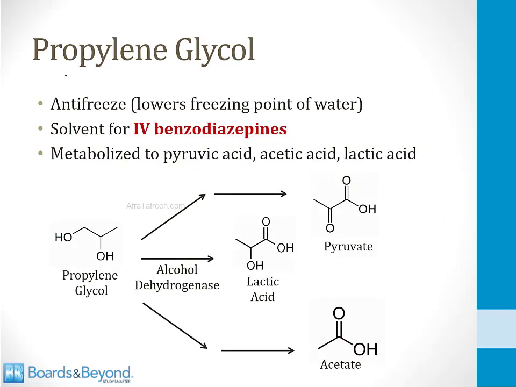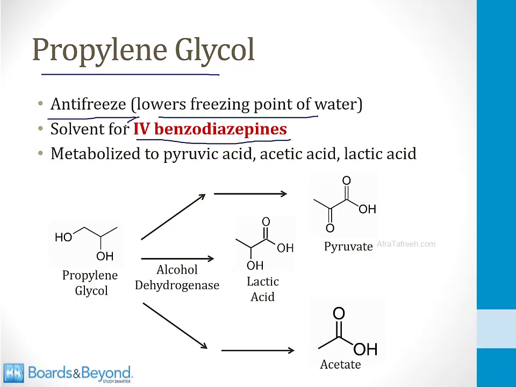Our next cause of anion gap metabolic acidosis is propylene glycol. This is also a solvent like methanol and ethylene glycol, but it's really only found in one main place. That's in antifreeze, and it's found in antifreeze because it lowers the freezing point of water. It's also used as a solvent for intravenous benzodiazepines, and this is one place you can find case reports in the literature where patients have sometimes developed propylene glycol poisoning if they were administered too high a dosage of IV benzodiazepines.